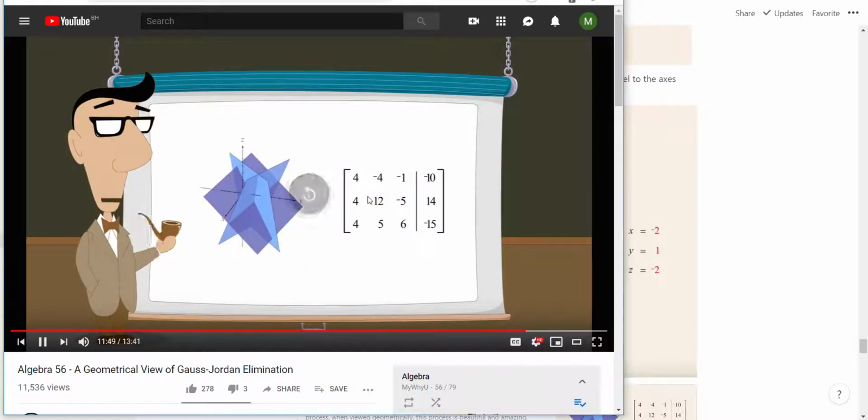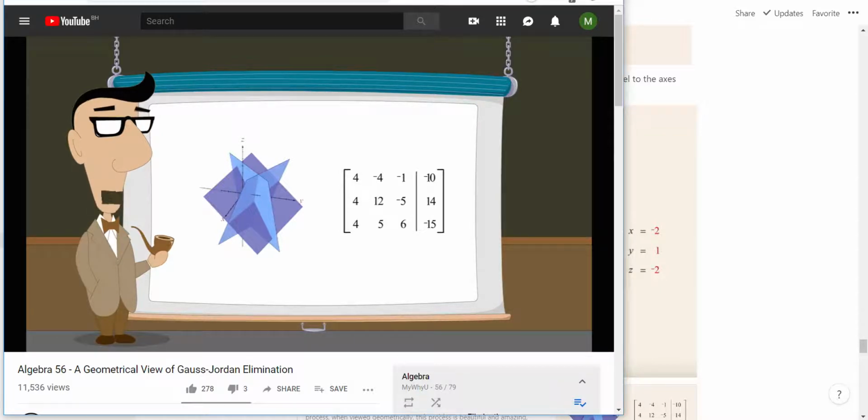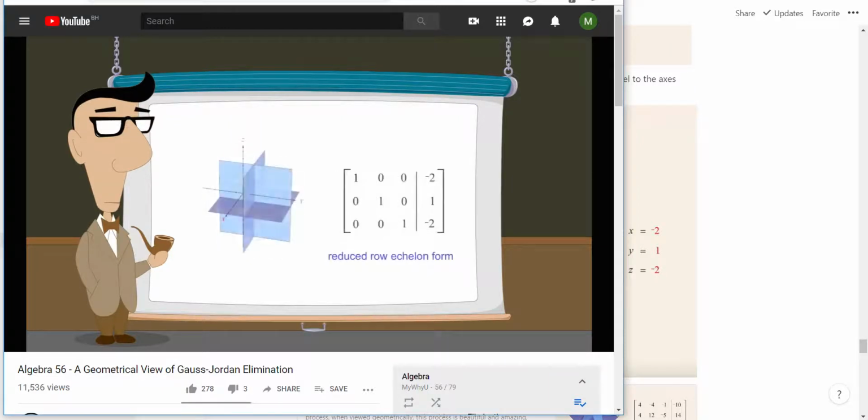There are many different ways that an augmented matrix can be reduced to reduced row echelon form using elementary row operations. Depending upon the particular sequence of row operations used, the intermediate orientations of the planes during the process can be different. However, once the system is in reduced row echelon form, the end result will always be the same.